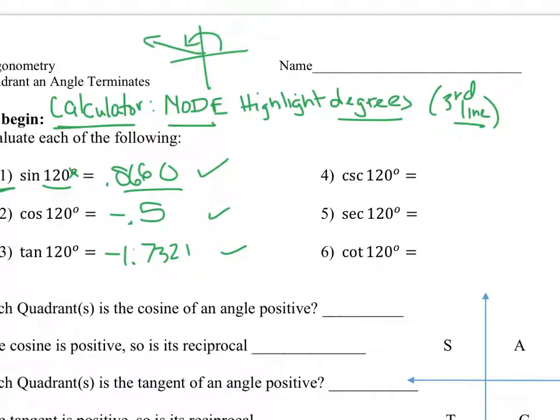To do the cosecant of 120, to put this in your calculator, there's no cosecant button, so you have to put 1 divided by the sine of 120 because it is the reciprocal. And same deal for this one, 1 over the cosine of 120 and 1 over the tangent of 120. So try those out and let's see what you get for those answers.